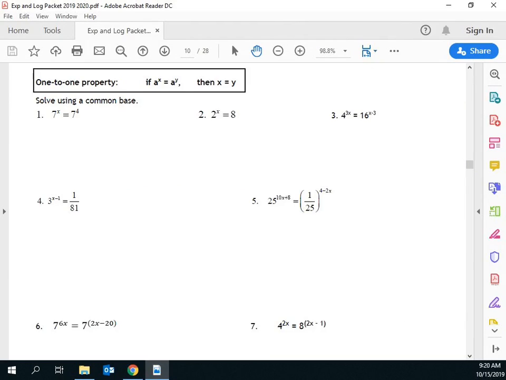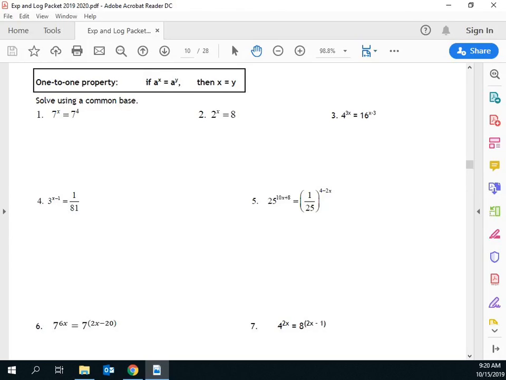All right. So it says the 1-to-1 property: if a to the x equals a to the y, then x equals y, which just says this, guys. If I have an equation where the bases are the same on each side of the equal sign, you could simply rewrite the equation with the exponents, okay?